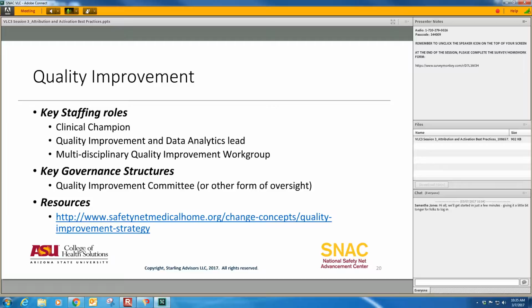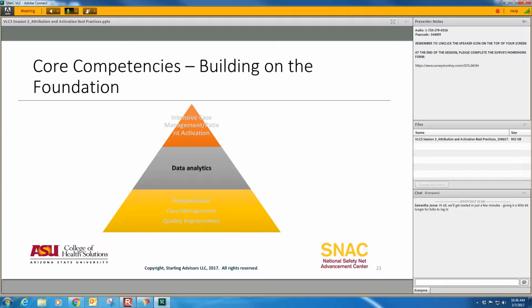And then a governance structure. I'm sure all of you have some type of quality improvement committee, but this is where it's good to have your leadership engaged and have that process identified, so you have a good process in place that's clear on how you'll set your targets and set your metrics and monitor their success over time. The last piece here is some resources from that same initiative, the Safety Net Medical Home group, on really developing a good quality improvement strategy that works for your team.